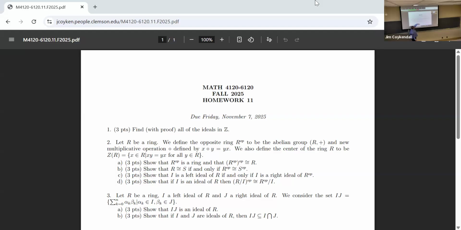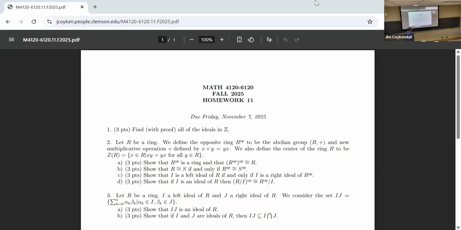Show that R op is a ring and that the opposite of the opposite ring is isomorphic to R. Not quite a surprise there. Show R is isomorphic to S if and only if the opposite ring of R is isomorphic to the opposite ring of S. Show that I is a left ideal of R if and only if I is a right ideal of the opposite ring. And finally, show that if I is an ideal of R, then the opposite ring of R mod I is isomorphic to R op mod I.